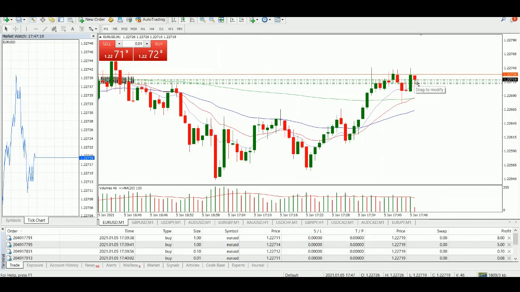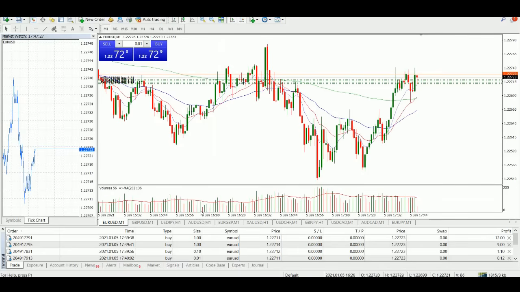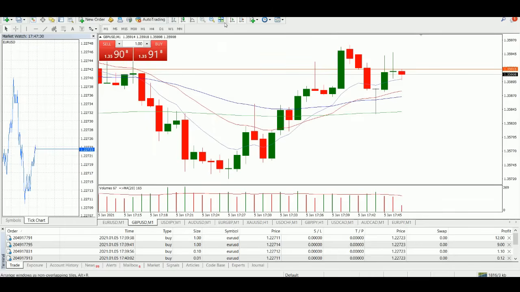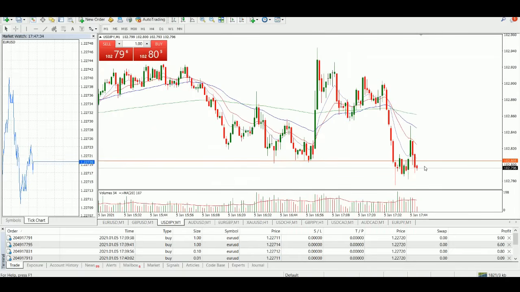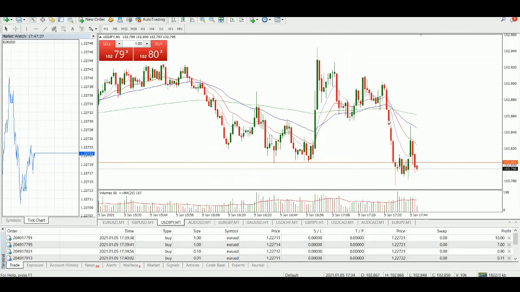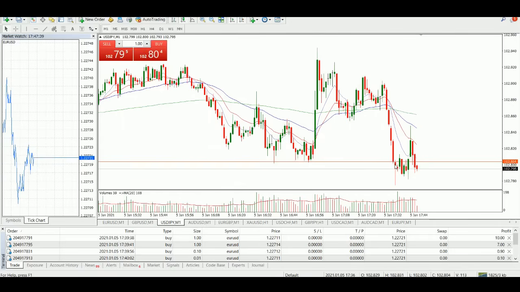Okay, price is trying to go up for the moment. Also in other markets, the same. For GBP dollar also, it's going sideways. Okay, perfect. USD yen, as we have discussed, it's going to be a very tough downtrend. That's how you will be flipping your account.